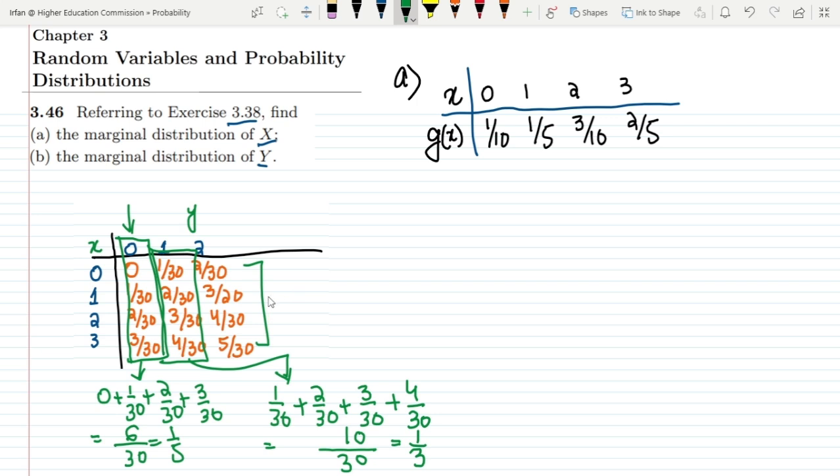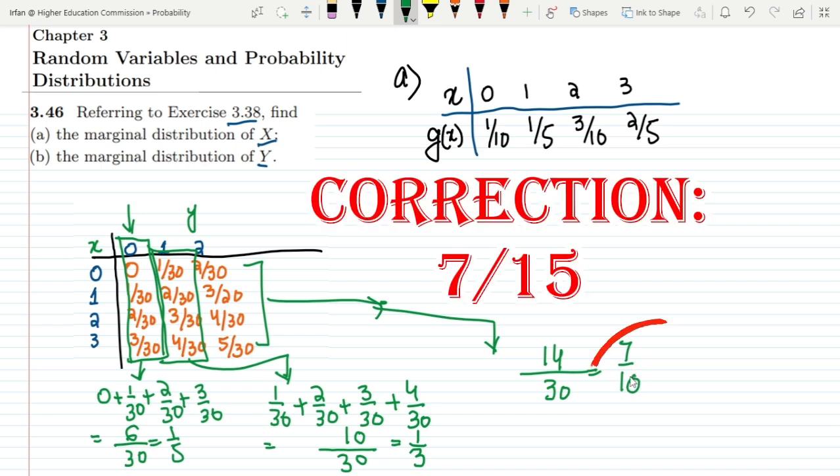Now for the value of y equal to 2, what would I get? Let me do it here. Here the LCM again is 30, and the values here would be 2 plus 3 plus 4 plus 5, so 2 plus 3 is 5, 5 plus 5 is 10, 10 plus 4 is 14, divided by 30, so ultimately it will be 7 by 10. Okay, so these are the values for y equal to 2.